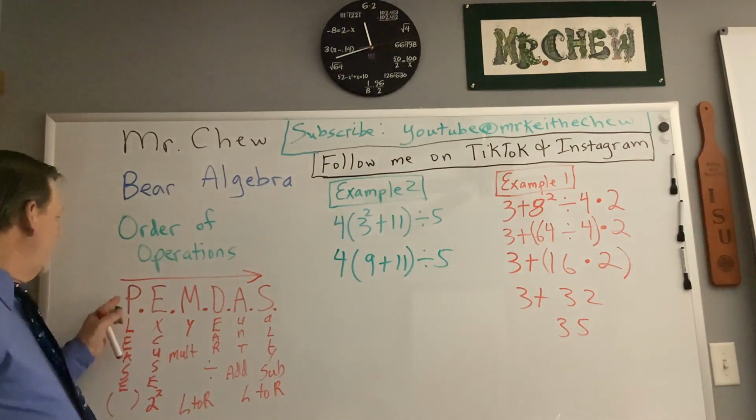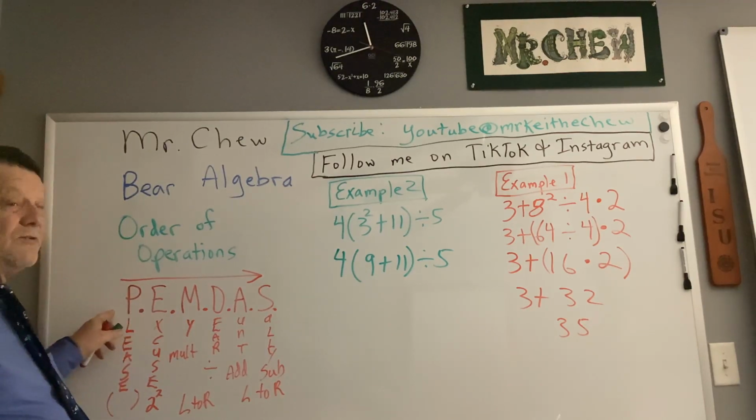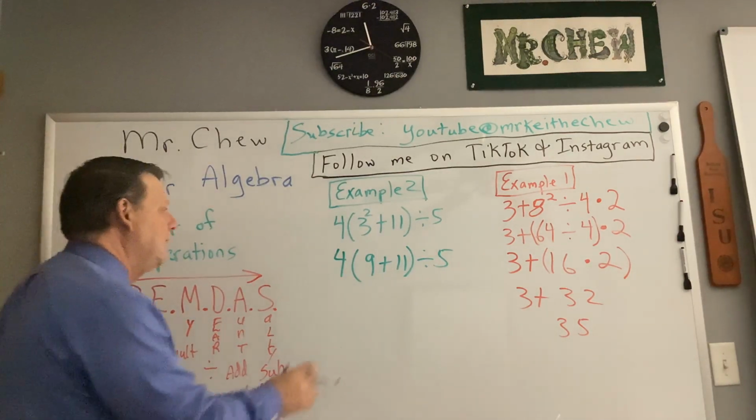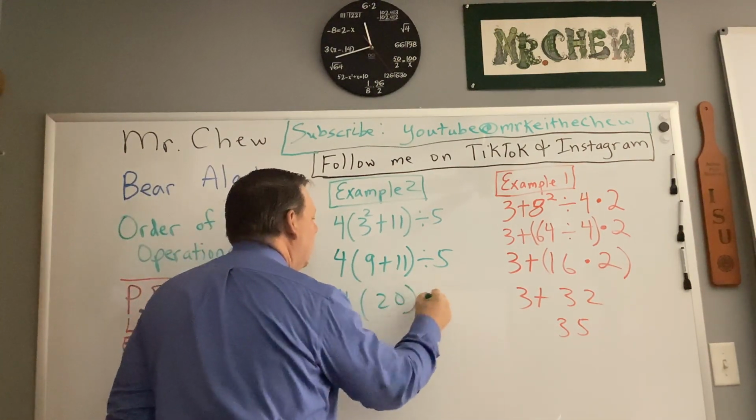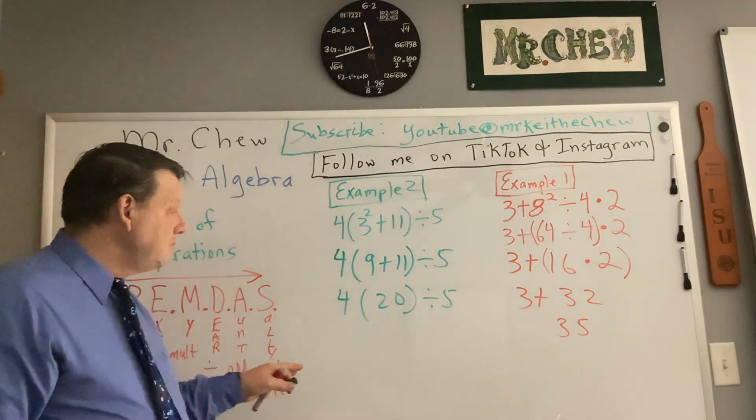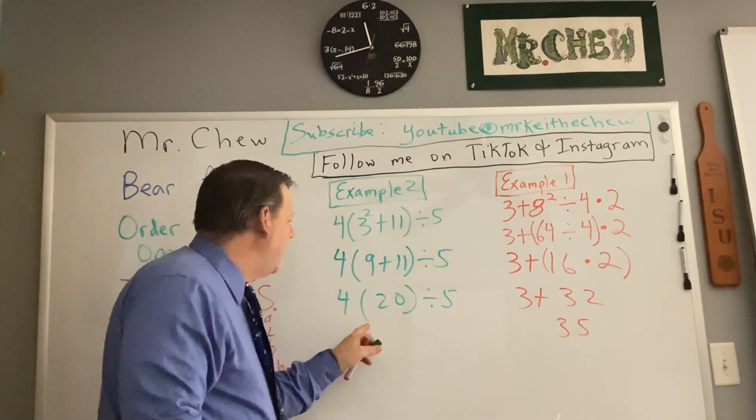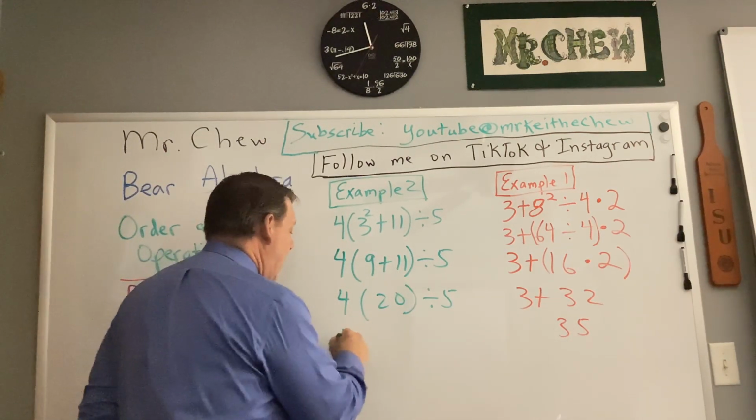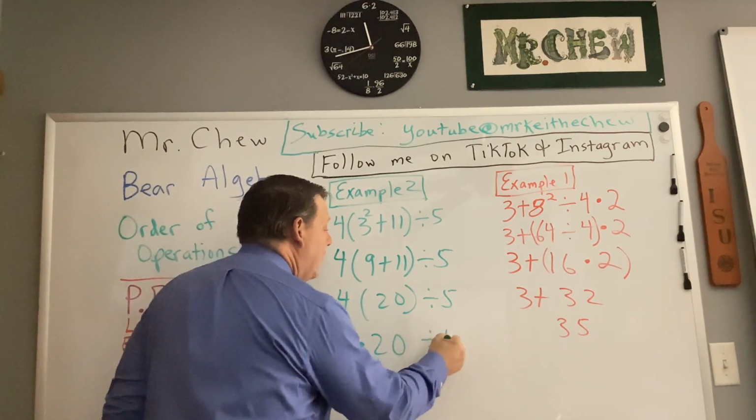So we just did the parentheses check and we did the exponents. Well, are there any more parentheses? Yes. So we have to do the parentheses. 9 plus 11 is 20, divided by 5. All right, so now we've done all of our parentheses. This parentheses here just means multiplication. I can rewrite this like this. And that's an important distinction here.